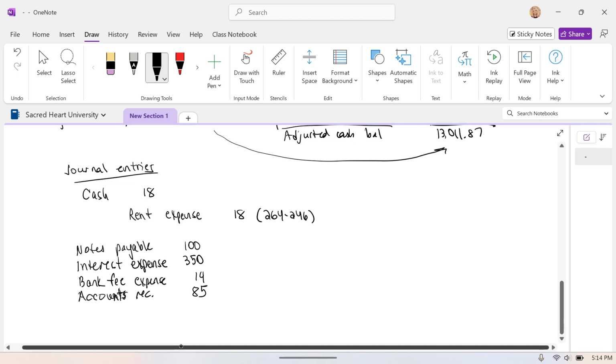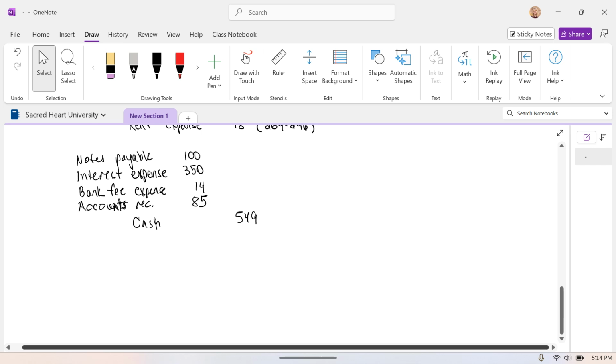And then the other side is the credit, the cash for $85, right? So we're crediting cash for the $85, the $14, the $350, and the $100. We're going to credit cash for a total of $549. And that's it for the bank reconciliation portion.